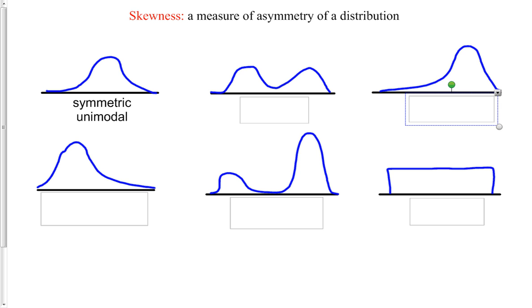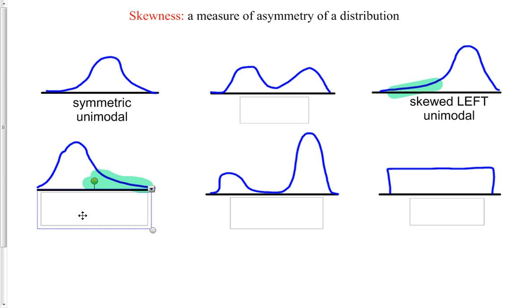This graph over here, you can see, has a big long tail on one end, and most of the data is clumped off to the side, not in the middle. So we call that skewed, and in particular, because the tail is on the left, we call it left skewed. And because there's one peak, we call it unimodal. This one over here, the tail's on the right. Again, the data's off to the side, so this one is skewed right, and once again, unimodal.